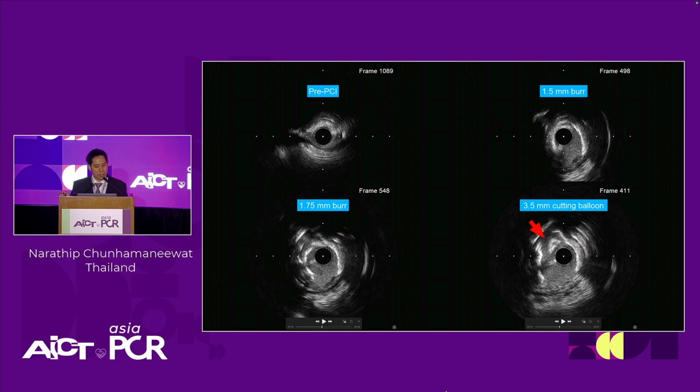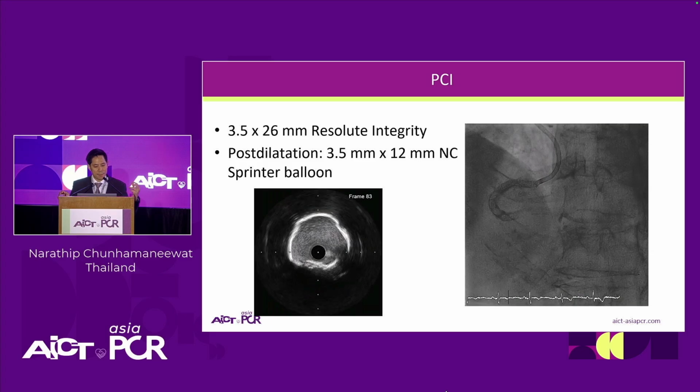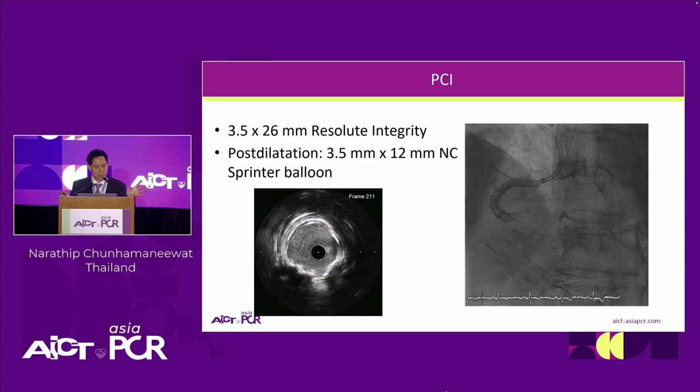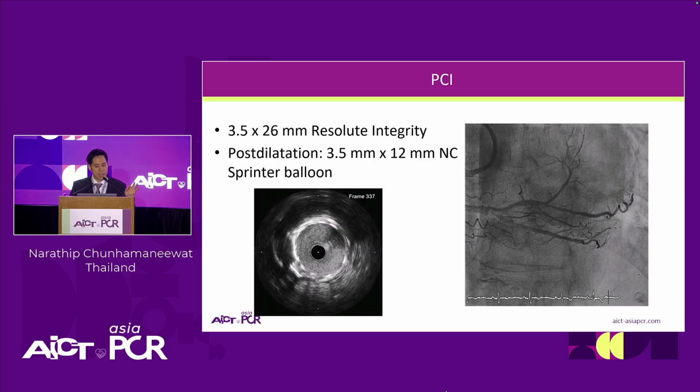So at that time, I was confident that I'd get good expansion. And then I placed a 3.5 by 26 drug-eluting stent and did post-dilatation with a 3.5, and I got good expansion to treat this calcified nodule.